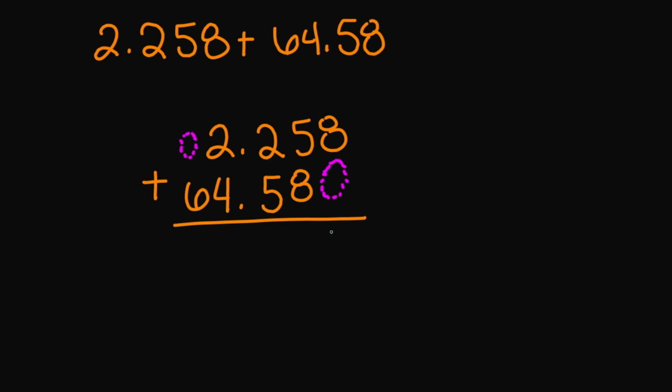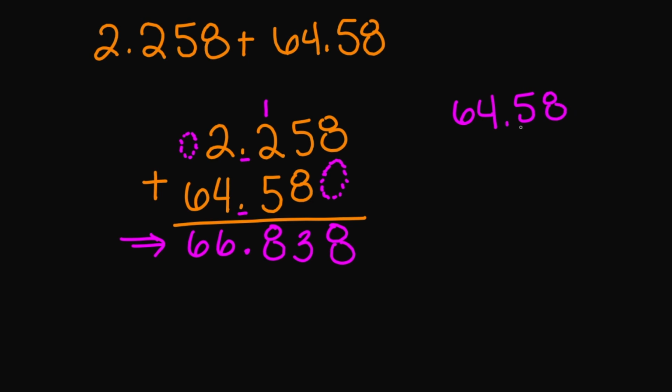8 plus 0 is 8. 5 plus 8 is 13. Write my 3, carry the 1. 1 plus 2 is 3. 3 plus 5 is 8. Decimal plus decimal is decimal. And then you have 2 plus 4 is 6. And then 0 plus 6 is going to be 6. So your final answer is 66.838.